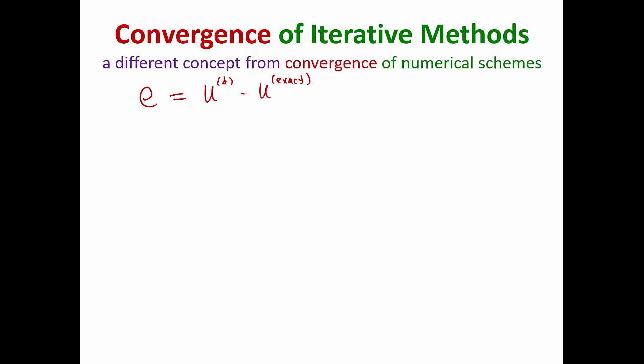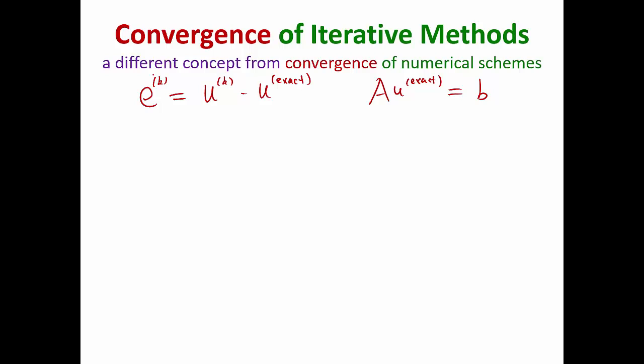And u exact is not the exact solution of the differential equation. It's just the exact solution of Au equal to b, where A times u exact is exactly equal to b, while this uk is just a part of the iteration. Of course, this depends on k, so I also put a superscript k.